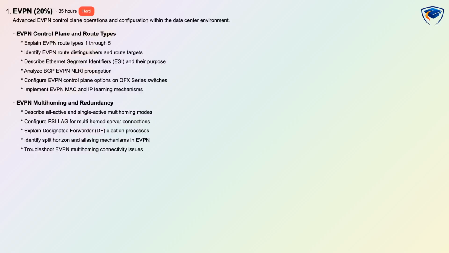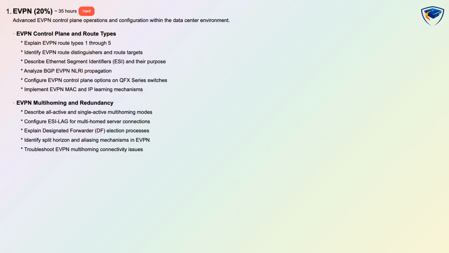EVPN carries 20% of the exam and is hard, with about 35 hours of estimated learning and scenario-based assessment. You will learn advanced EVPN control plane operations including EVPN route types 1 through 5, how route distinguishers and route targets work, and the purpose of Ethernet segment identifiers.